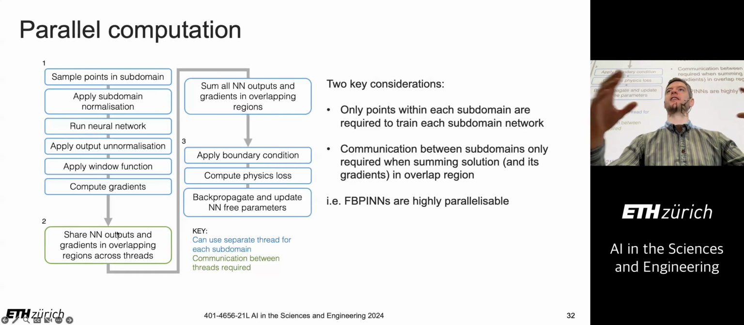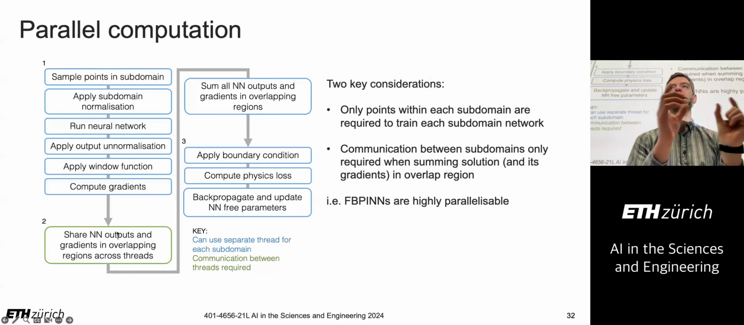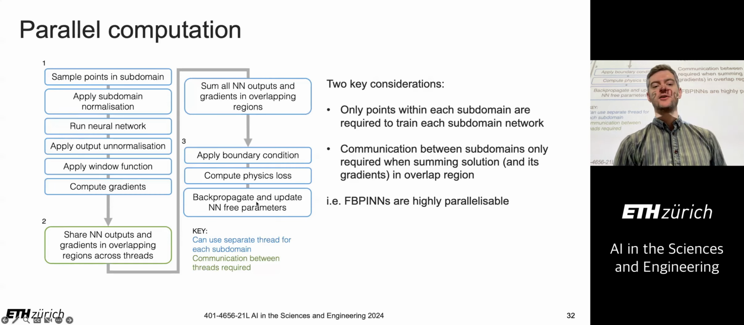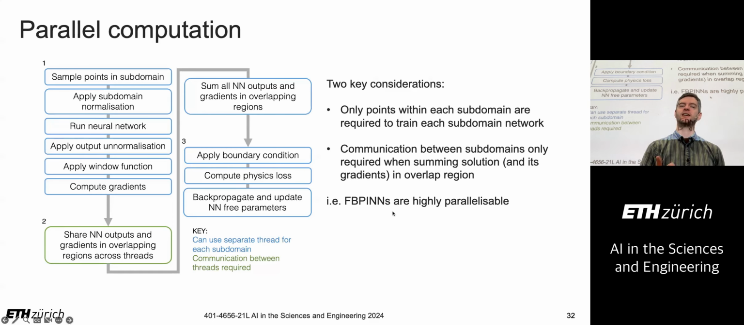Then you would need one communication step where they share their outputs in the overlapping regions. And then we show in our paper that you can backpropagate and train the networks in parallel without having to do any more communication. So long story short, they're very parallelizable as well. And so this is another key consideration: if I want to scale to a bigger problem, can I put it on multiple GPUs or multi-threaded cores, for example?